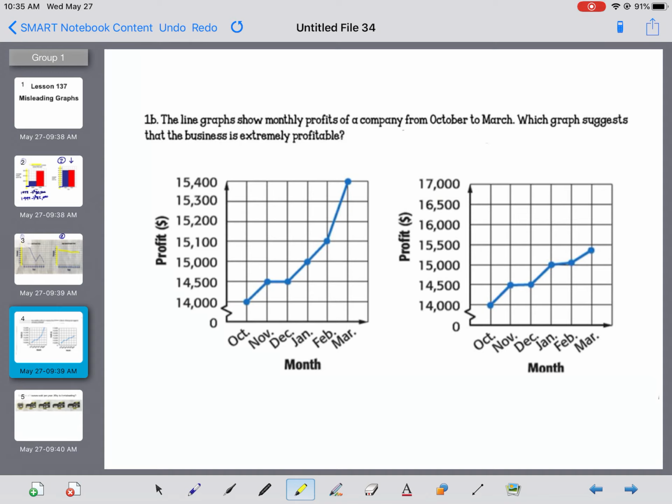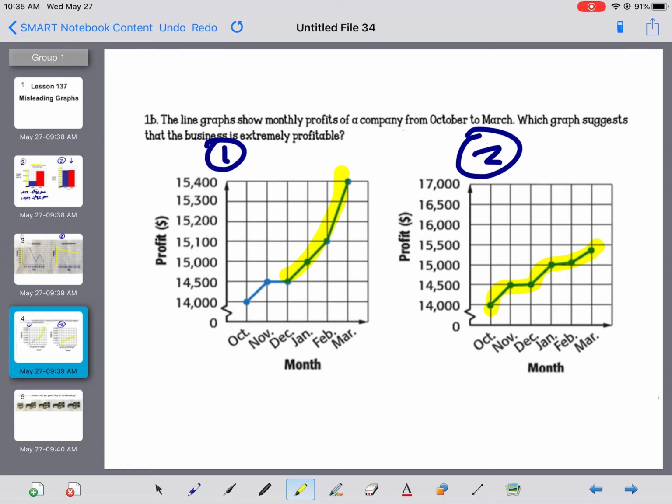Here's another example of the profit of a company from October to March. Graph number 1 gives you the impression, because of how sharply this line goes up, that this company is really, really increasing its profits a lot. Whereas graph number 2 shows a steady increase, but it's not such a drastic change.